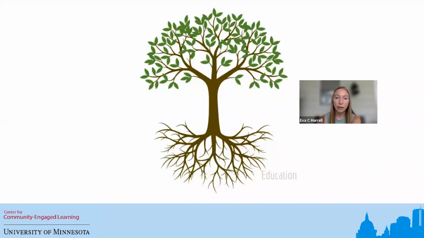So the first one that we have on here is education. So having a lack of education can be a cause of poverty, but it can also be an effect. So if you do not have a high school education, you'll have fewer educational opportunities in the future. This also impacts the amount of money that you make, and the amount of money that you have impacts your educational opportunities.